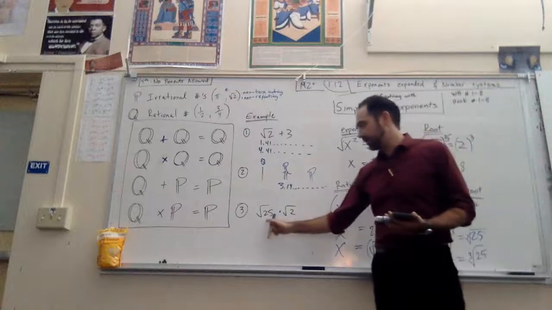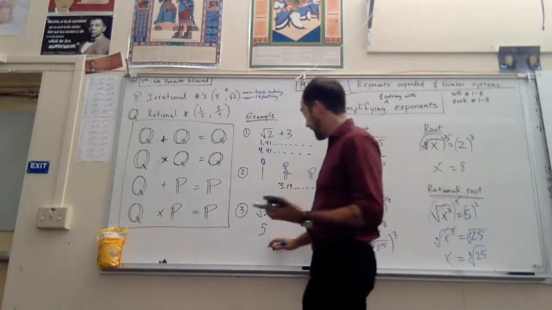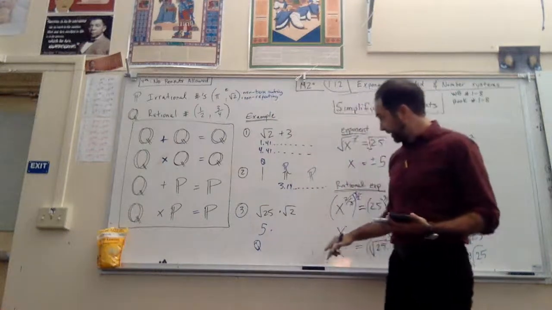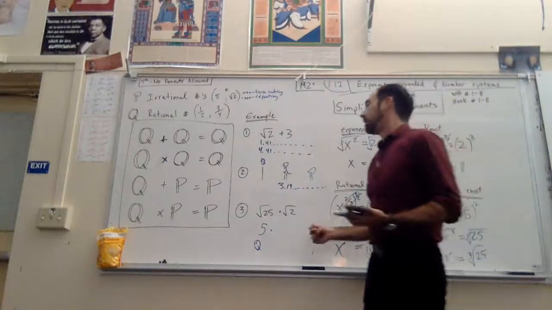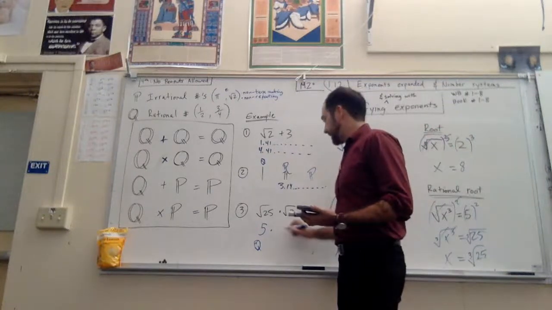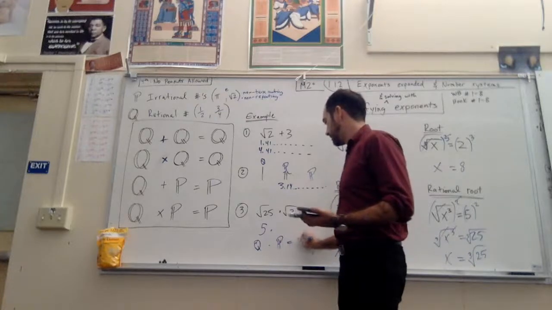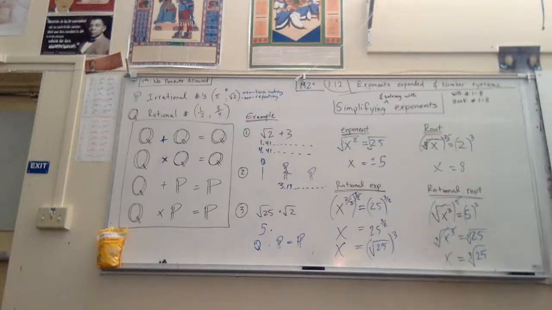How about here? Root 25 is 5, so we definitely know we have a rational number there, times root 2, which is 1.41 with the tail. So we're going to end up with that irrational number because they're different. You're combining the 2.